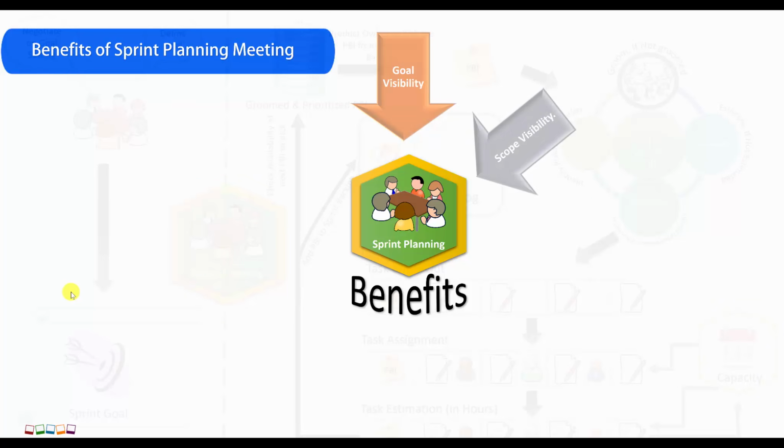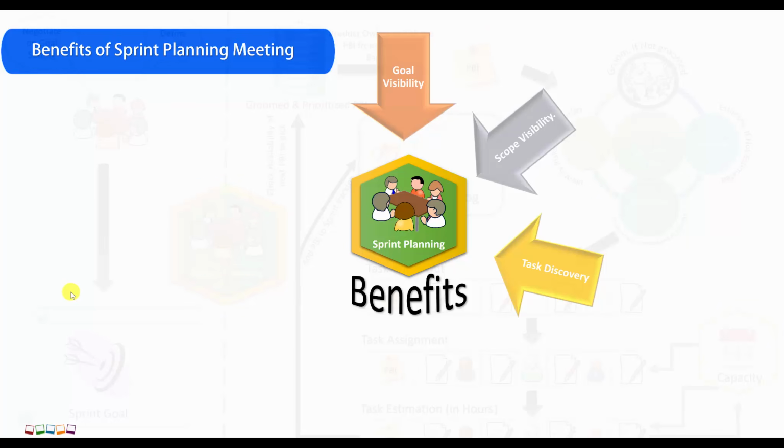Then you can have scope visibility. After the planning, you can have visibility of exactly what scope the team will be working on, what stories they will be working on, and what different task items they will have. The entire scope will be visible once you are done with your sprint planning meeting.